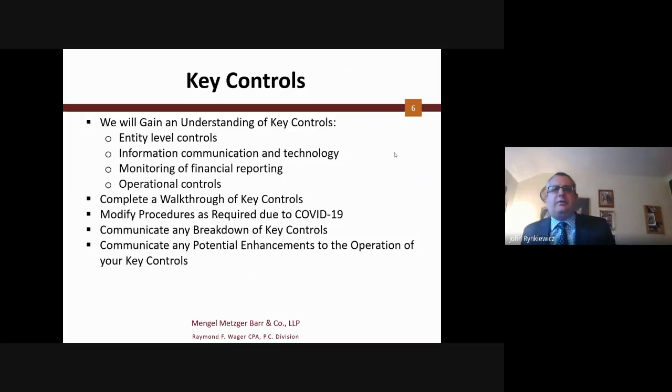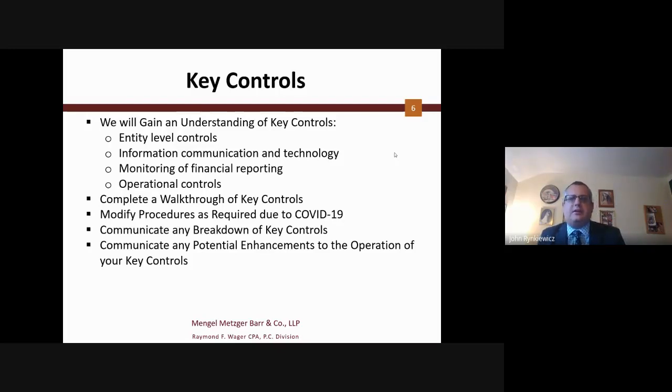Key controls. Those are the controls that we identify as most important that need to be in place in order for us to be able to rely on controls. So we perform what we call a walkthrough. We meet with folks and gain an understanding of those controls. We also do testing of the controls.